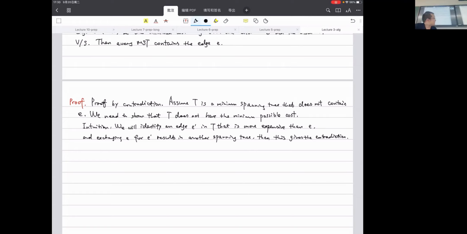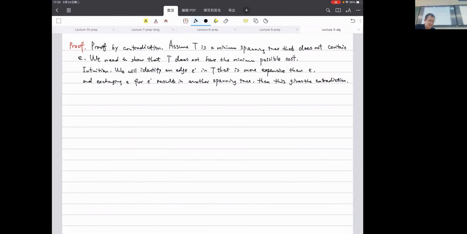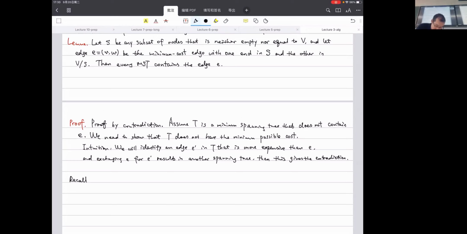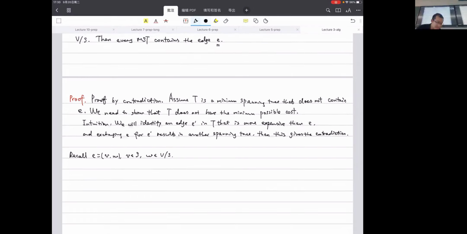Okay, so we need to figure out such an edge E prime. If T does not contain E, then T should be more expensive and cannot be an MST. So let's take a look at this edge E closely. Recall that we denote E equals VW, and we know V belongs to S and W belongs to V over S.